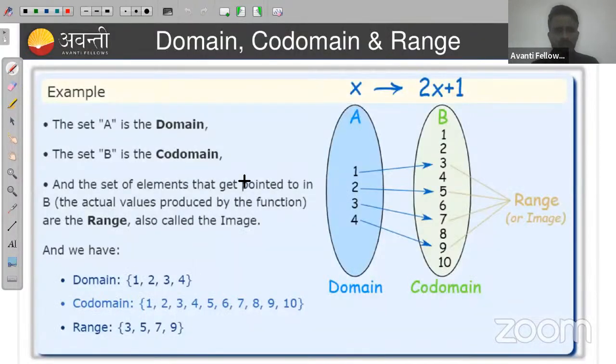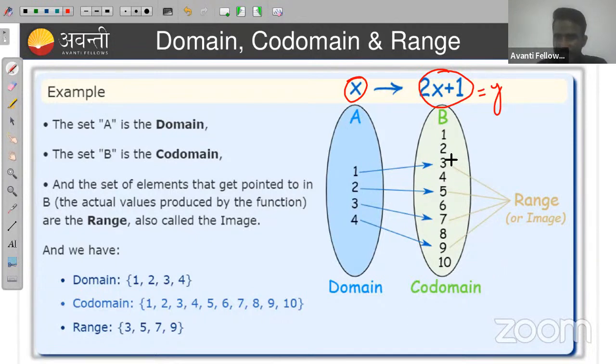Now see the example here. If this is a function, let's say x is the input and y is your output, where y is equal to 2x plus 1, that is, 2 times x plus 1. The input set, the domain, is 1, 2, 3, 4, which you can see from the graph itself. They have given 1 to 10 as the codomain.